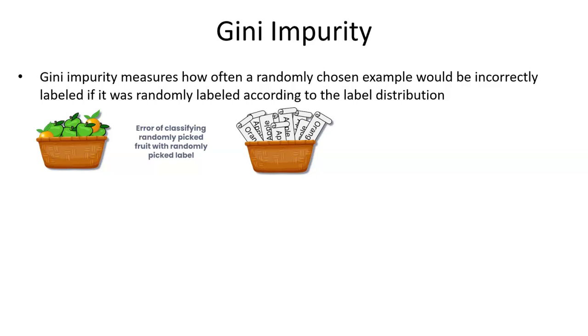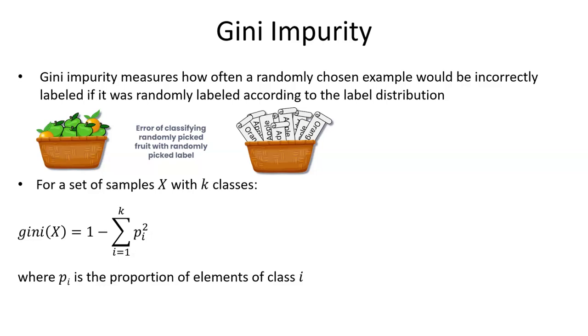The Gini index measures how often a randomly chosen example would be incorrectly labeled. For example, we have an orange on the left hand side, and a chosen example like an orange or an apple could be incorrectly labeled according to the label distribution. So what is the formula for this one? It is the probability squared for the set of examples x with k classes, one minus this sum, where p_i is the proportion of elements of class i.